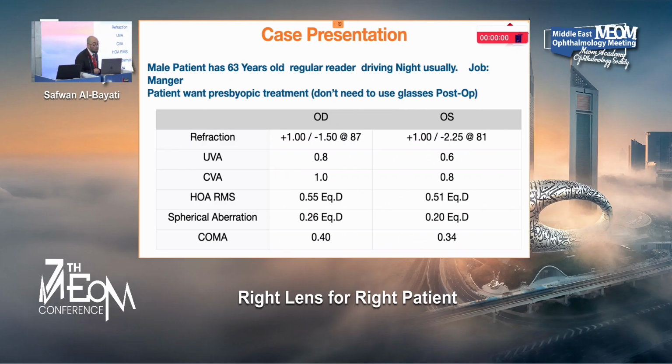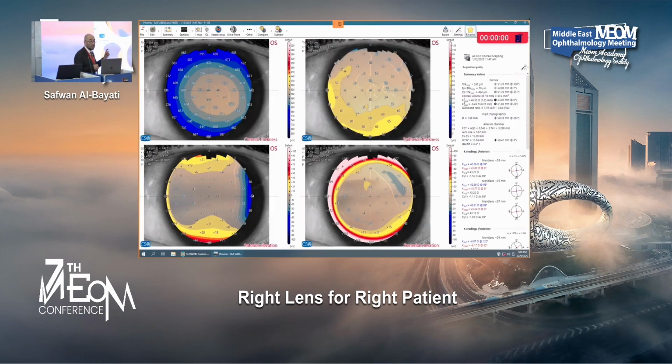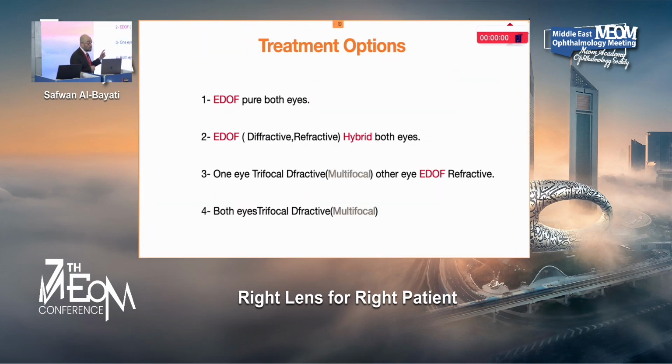Now, a male patient, 63 years old, regular reader, usually driving at night, and he's a manager. The patient wants presbyopic treatment and does not want to use glasses post-op. The high order aberrations, coma, were 0.4, 0.3, and that's what I consider. Spherical aberration 0.2, 0.2. Those are important points when we are deciding the type of the lens, and those are the measures.